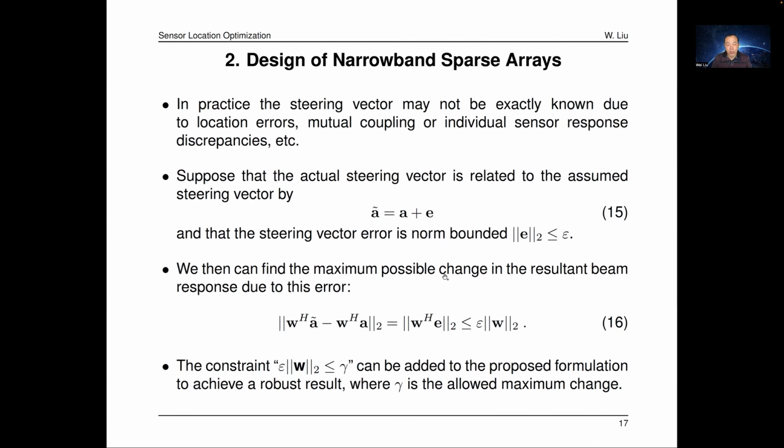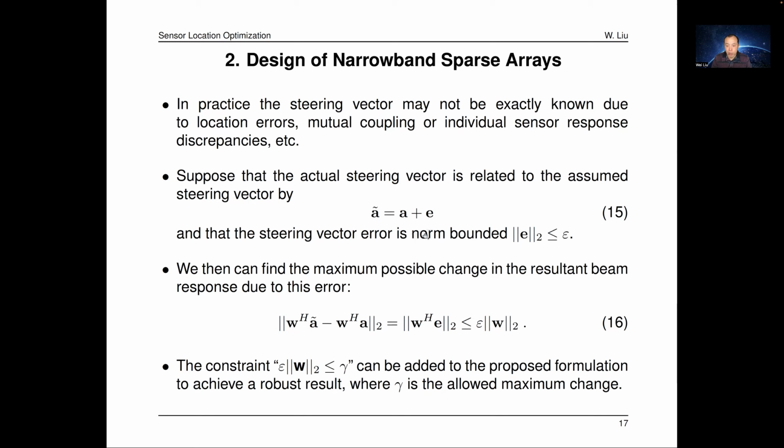And then for the robust design, in practice, the steering vector may not be exactly known due to location errors, mutual coupling, or individual sensor response discrepancies. So you have steering vector error. In that case, you introduce this E, this error vector. A tilde is the actual steering vector, A is the assumed steering vector, and E is the error between these two.